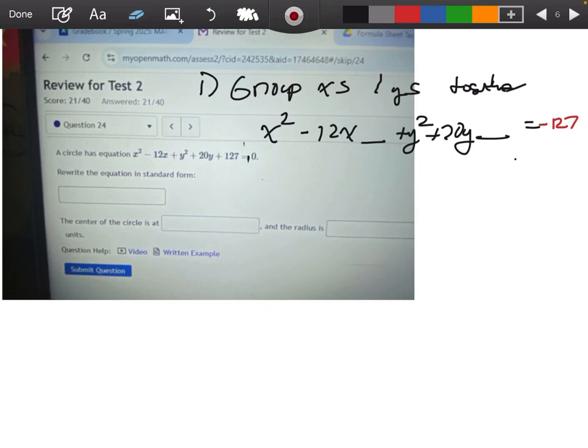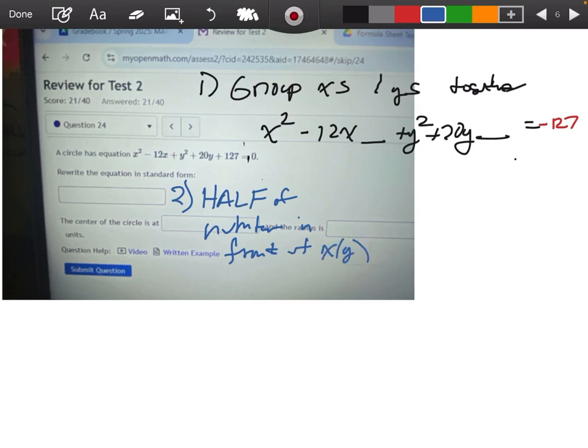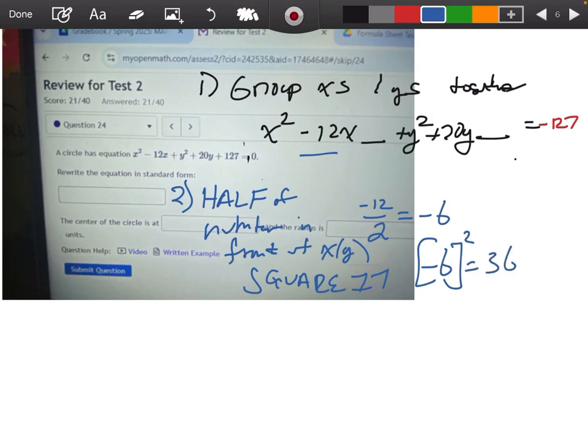Now, step number 2, we're going to take half of the number in front of the x, and we're also going to do it in front of the y. The number in front of the x is negative 12. We're going to take half of it, negative 6. Now we're going to square it. Negative 6 squared is 36. We're going to put a plus 36 here, and on this side I'm also going to put a plus 36.